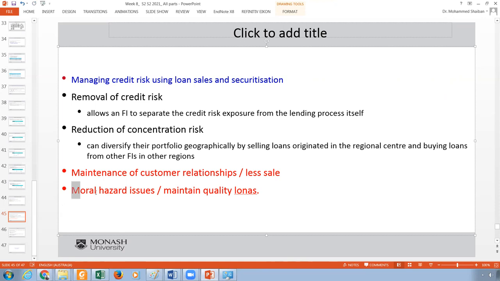And then we also have to look at the moral hazard. We have to be careful not to issue bad loans and then sell them. That is a moral hazard issue.